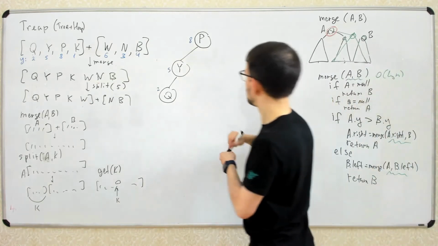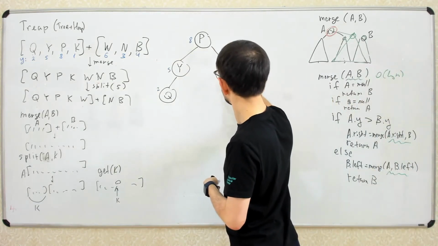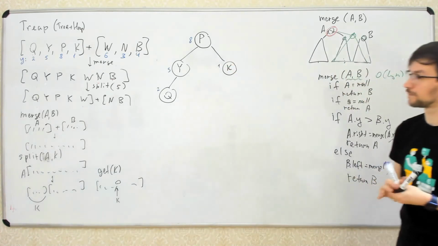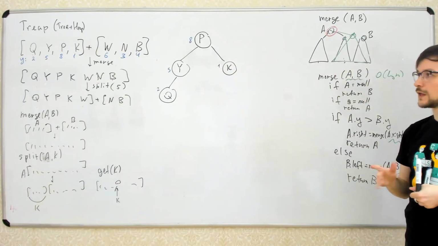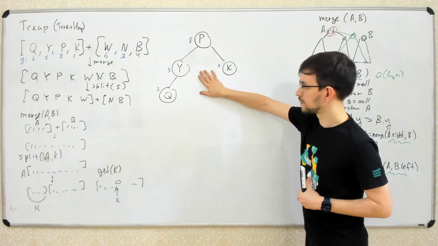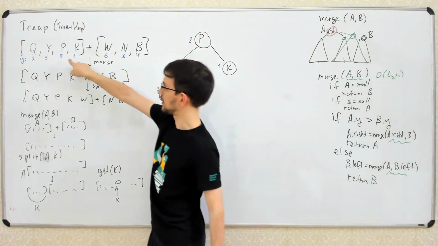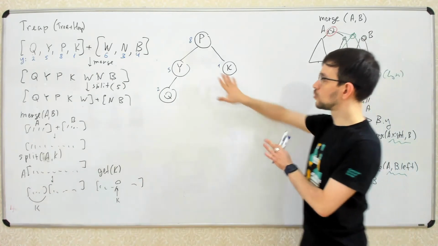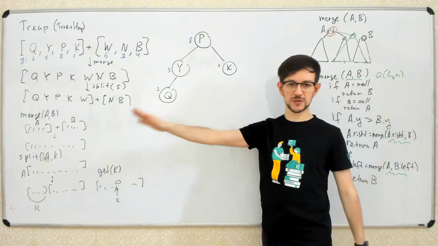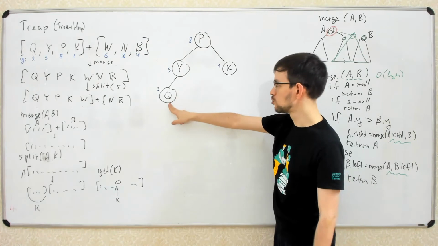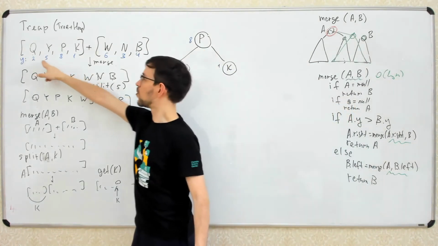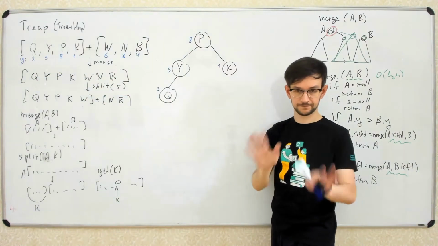And in the right subtree we have this k with q1. That's all. This tree describes this list. Again, if you look at this tree and just iterate over all elements from left to right, you have element q, then y, then p, then k. That's exactly the order of the elements in this list.